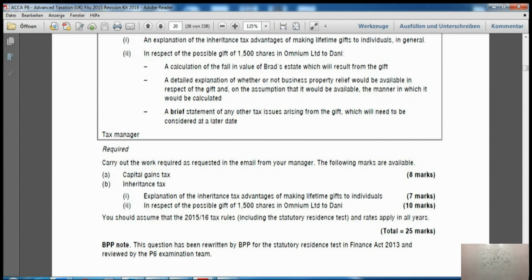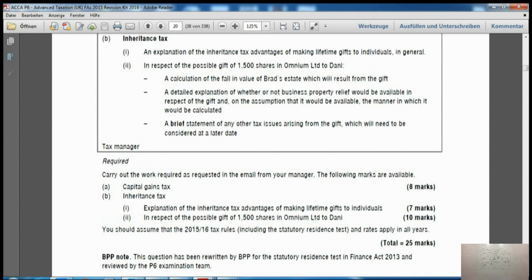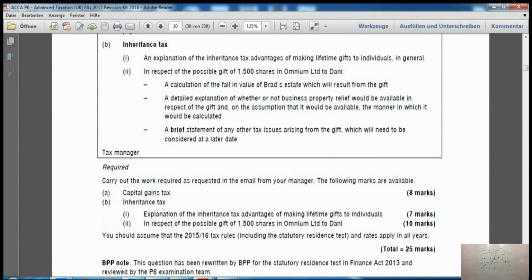Then it says in part B, in respect of the possible gift of 1500 shares in Omnium Limited to Danny. Now this was 10 marks, and it is asking us to calculate the diminution in value. Now this second one is worth 10 marks. If we go above that in part B and read part 2, it says in respect of the possible gift of 1500 shares in Omnium Limited to Danny, a calculation of the fall in value of Brad's estate which will result from the gift. Now we'll have to calculate the fall in value.